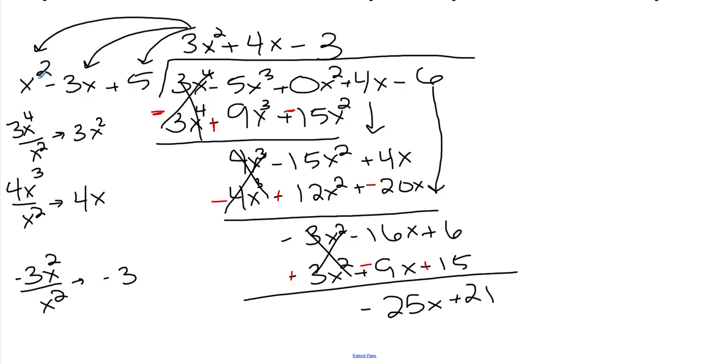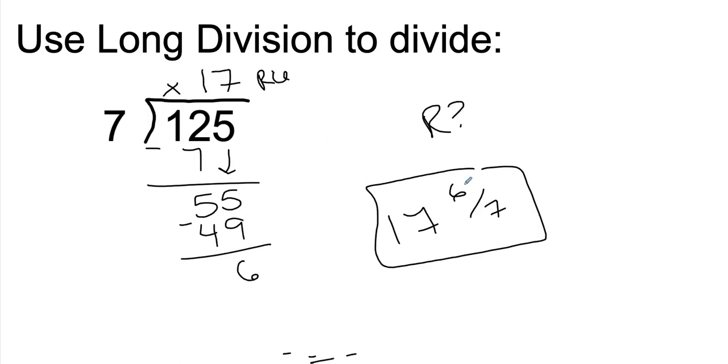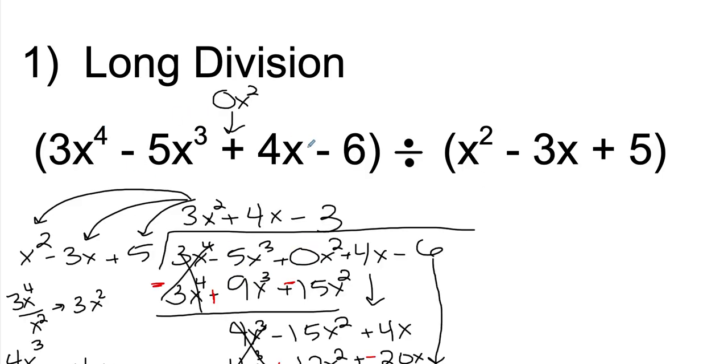We can't divide any more out. So that's where we lean on the idea of our remainder. In the last one we had a 6, and we put 6 over 7. We're going to do the same kind of idea here.